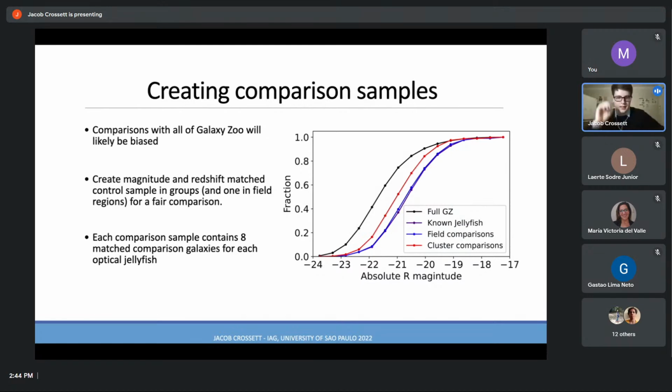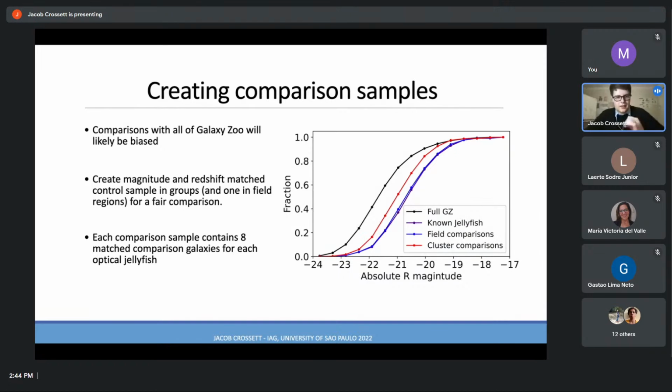We can see this here in the plot, the cumulative histogram of absolute R magnitude. The black line of the full Galaxy Zoo is quite divergent from the purple line of the 200 known jellyfish that we're interested in. So what we've done is we've created magnitude and redshift matched control samples, one that includes galaxies within clusters and one that includes galaxies within fields.